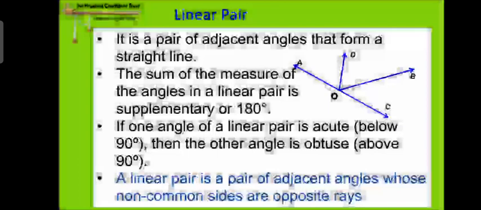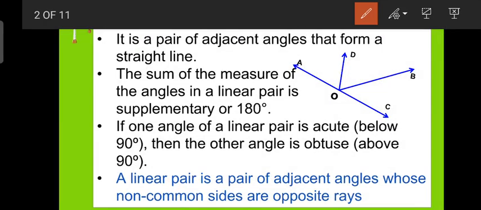The meaning of linear pair is a pair of adjacent angles that form a straight line. Adjacent angles are angles which share a common vertex and a common side. I'll explain. See, in this figure, this angle and this angle are adjacent angles. Why? Because of AOD and DOB, OD is the common side and O is the common vertex. Therefore, these two angles are adjacent angles. Is it clear, children? Adjacent angles.